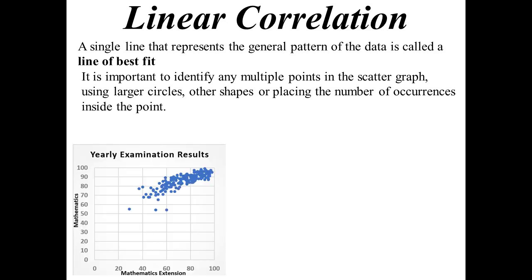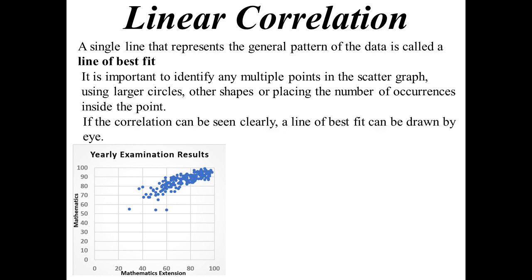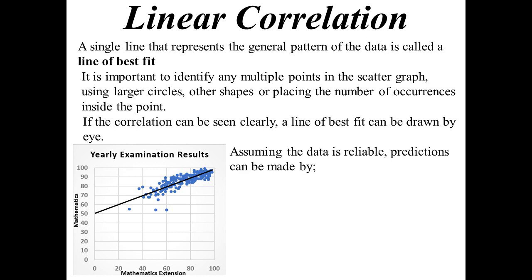Let's have a look at our maths versus maths extension. Now by eye, of course, is the easiest way to draw a line of best fit. There's my one. I thought, that looks pretty good. What you're trying to do, I guess, is keep an even amount on either side, but you're trying to balance it. So that's where I put it by eye. Assuming this data is reliable, then you can go and make your predictions.